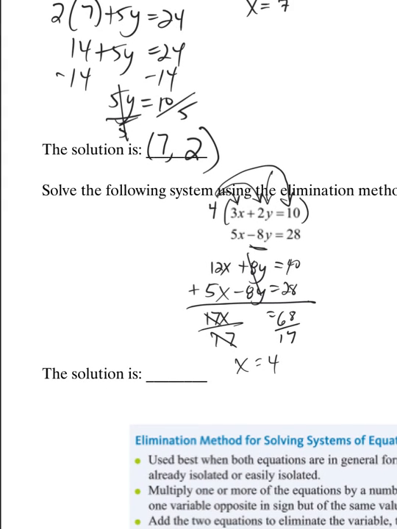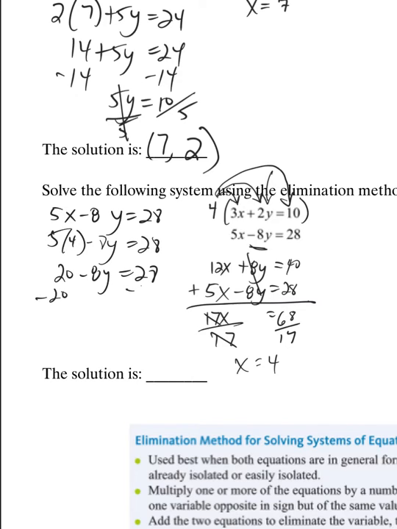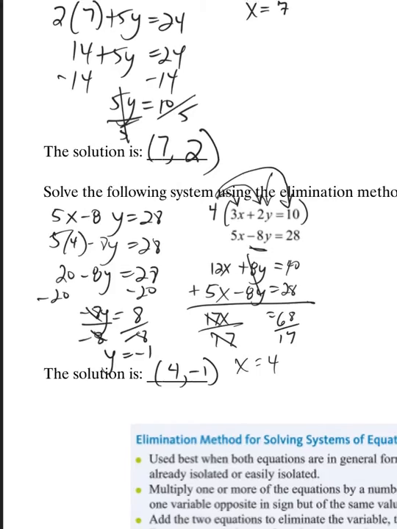I'm going to take one of my original equations and plug 4 in for x. So I have 20 minus 8y equals 28. Subtract 20 from both sides. Negative 8y equals 8. Then divide both sides by negative 8 to get a y value of negative 1. So x is 4, y is negative 1. I found my solution to this system. Had to do a little bit of manipulating, and that's always fun.